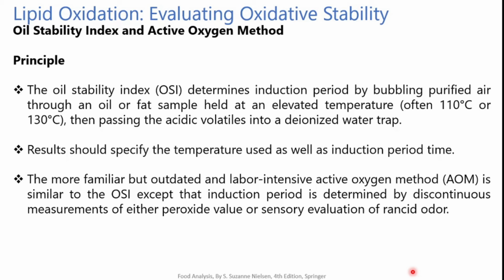Now the next method is the oil stability index and active oxygen method. The principle: the oil stability index, OSI, determines the induction period by bubbling purified air through an oil or fat sample, which is held at an elevated temperature, generally about 110 or 130 degrees, then passing the acidic volatiles into a deionized water trap. The result should specify the temperature used as well as the induction period time.